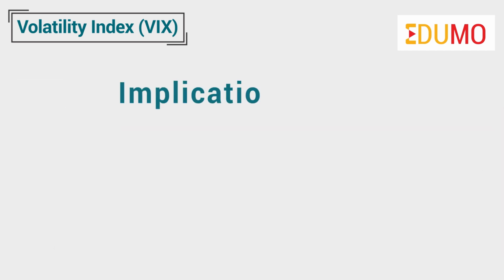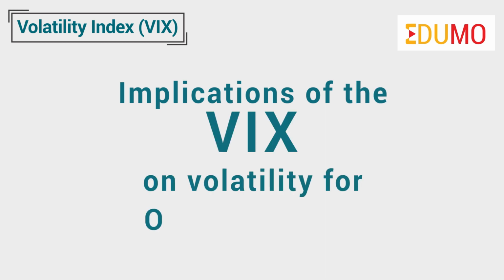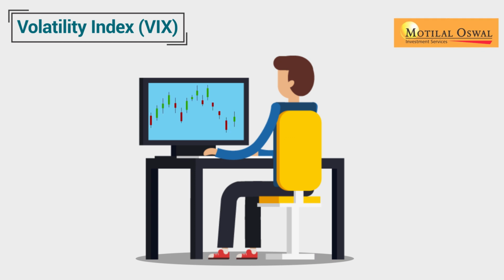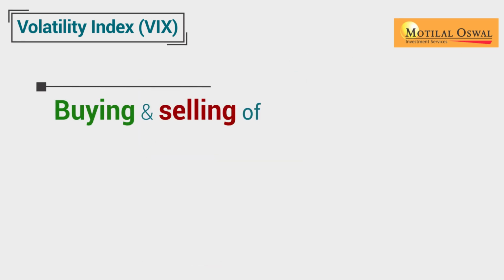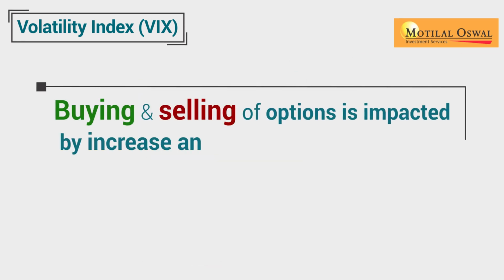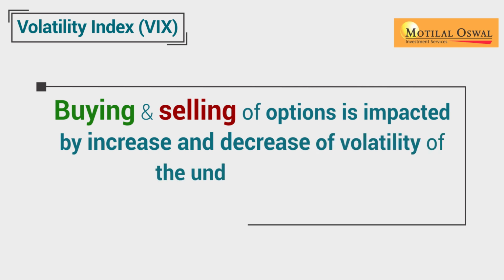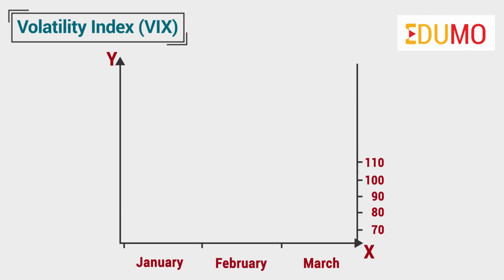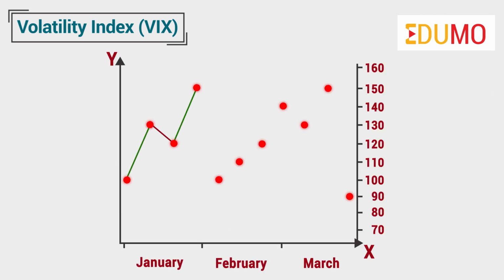Let us discuss the implications of the VIX on volatility for options traders. Trading options is often dependent on the projection of volatility in the market. Buying and selling of options is impacted by the increase and decrease of volatility of the underlying asset or the implied volatility, that is IV. Implied volatility depicts the expected volatility of the underlying stock of an options contract over its time to expiry.